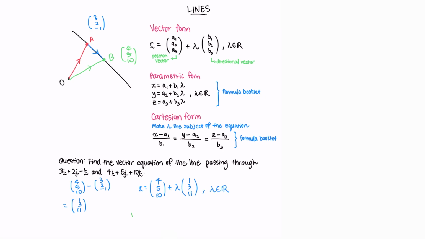Let me ask you a question. Let's say I find vector BA instead by taking (3, 2, -1) minus (4, 5, 10). Is this still a possible directional vector? Yes, this is still a possible directional vector because vector BA is still in the direction of this line.